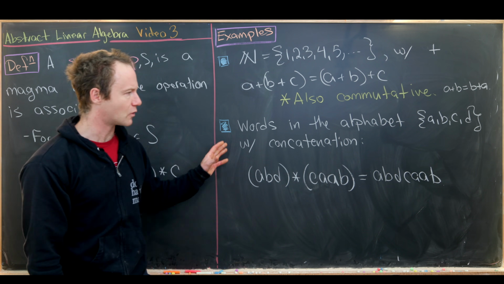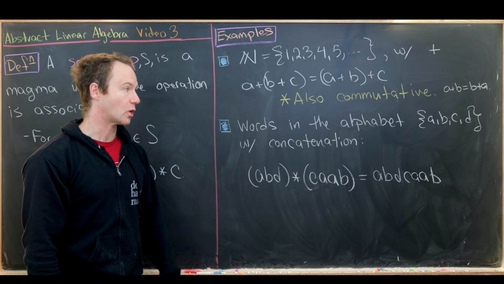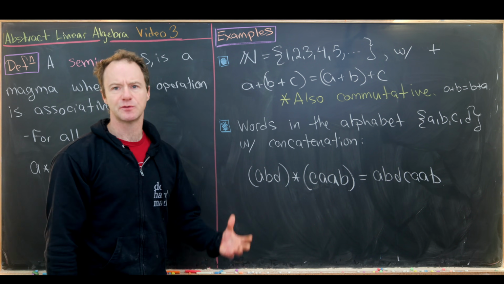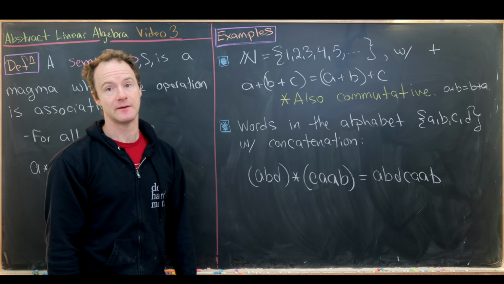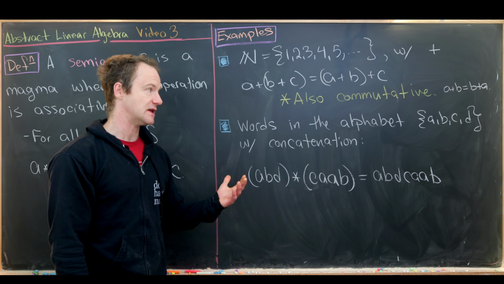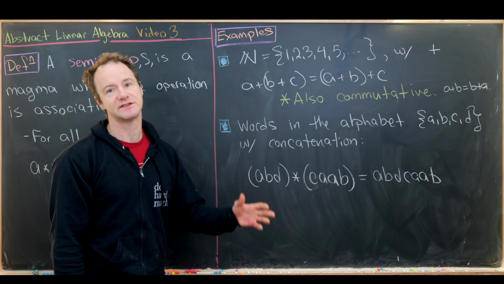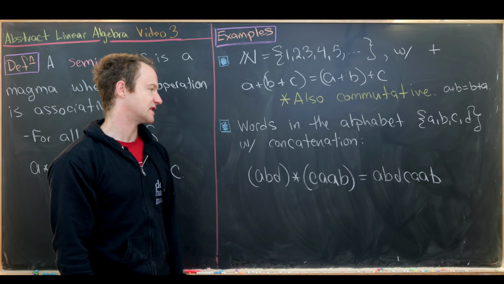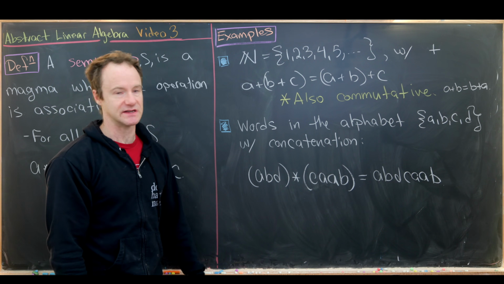So maybe a little bit more interesting of an example would be the set of all words in the alphabet a, b, c, d. By words, I just mean strings of letters in that alphabet. So like a, b, a, c, d would be an example of a word in that alphabet. So that would be an element of the set. And then my operation is concatenation. That means I kind of just smash two words together.